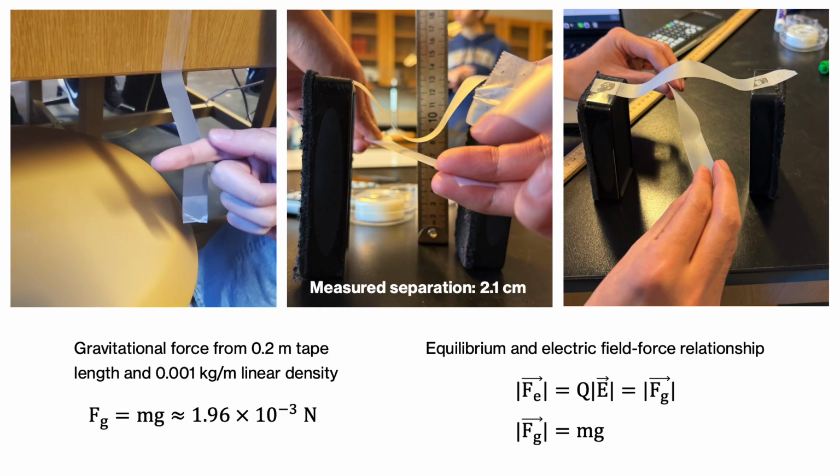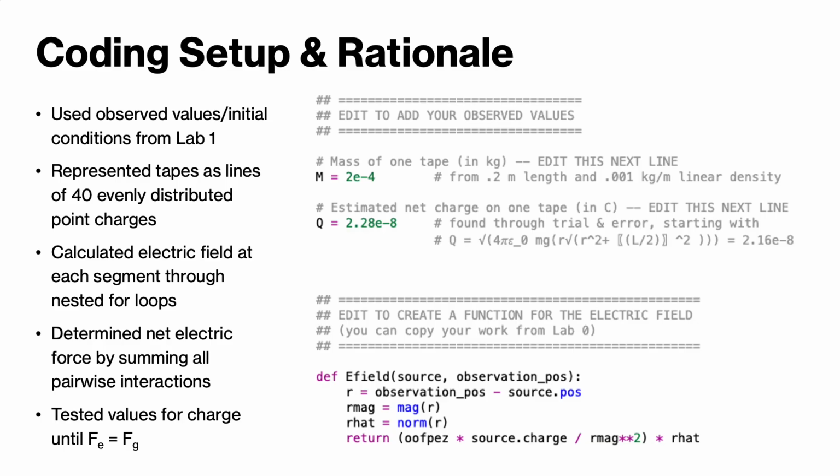However, instead of using a simplified point charge formula like in Lab 1, this time the force was calculated using a distributed charge model in VPython. In the computational model, I used the observed mass and separation distance from the experiment. Each tape was represented as 40 evenly distributed point charges to approximate a continuous line of charge. The electric field at each segment of the top tape was calculated using Coulomb's law, and nested for loops were used to sum the contributions from every segment of the bottom tape. The net electric force was found by adding all of these pairwise interactions.